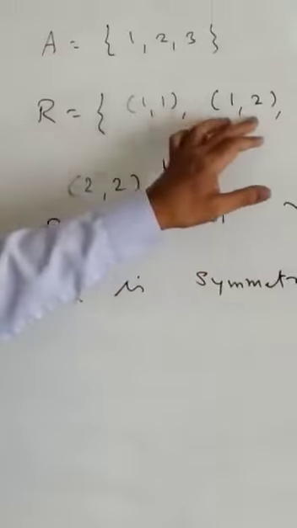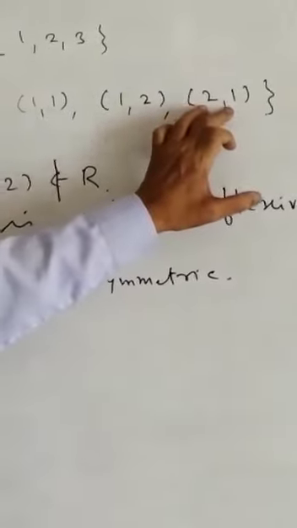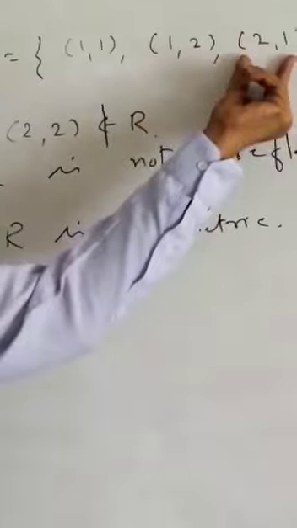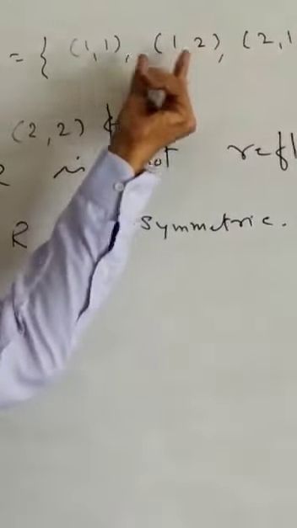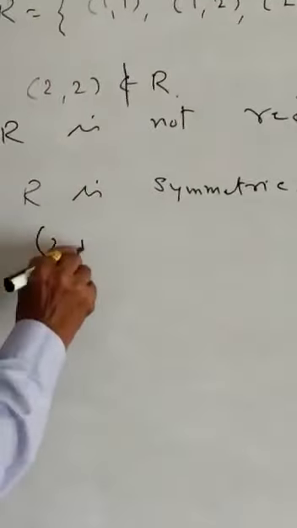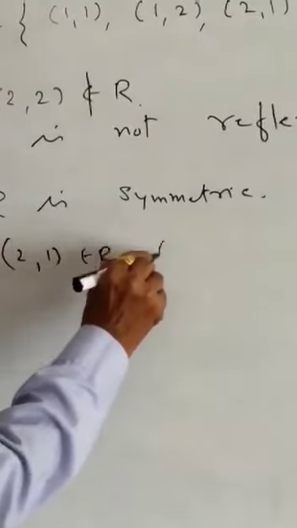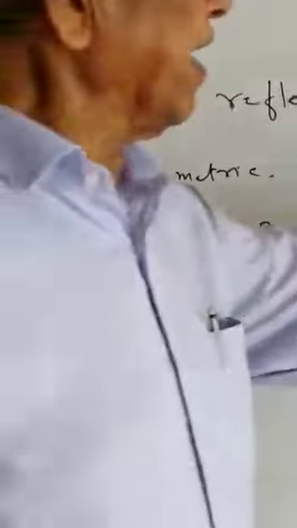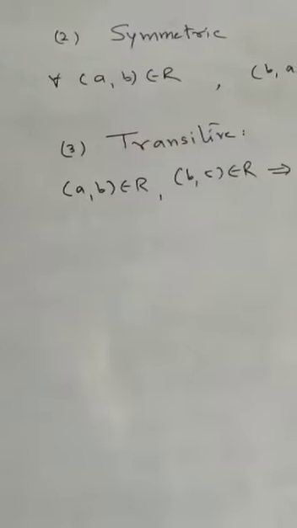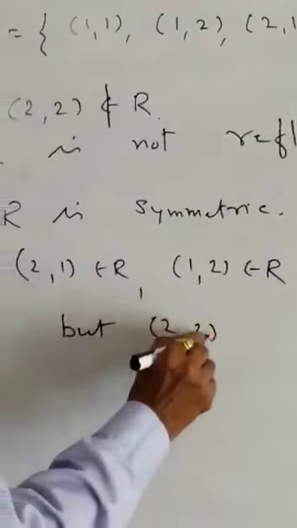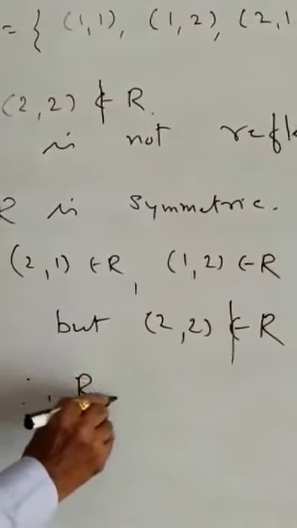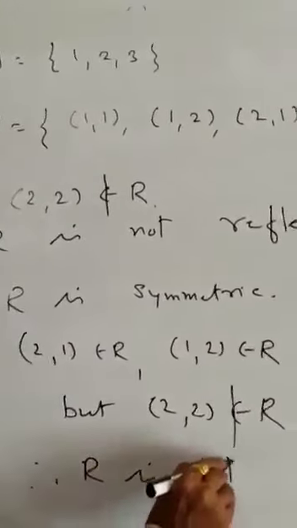Right? Here (1,2) belongs to R, (2,1) belongs to R, then (1,1) belongs to R. But (2,1) belongs to R, (1,2) belongs to R, (2,1) belongs to R, (1,2) belongs to R. Naturally, these two ordered pairs are like this, right? Therefore, but (2,2) does not belong to R. Therefore, R is not transitive.